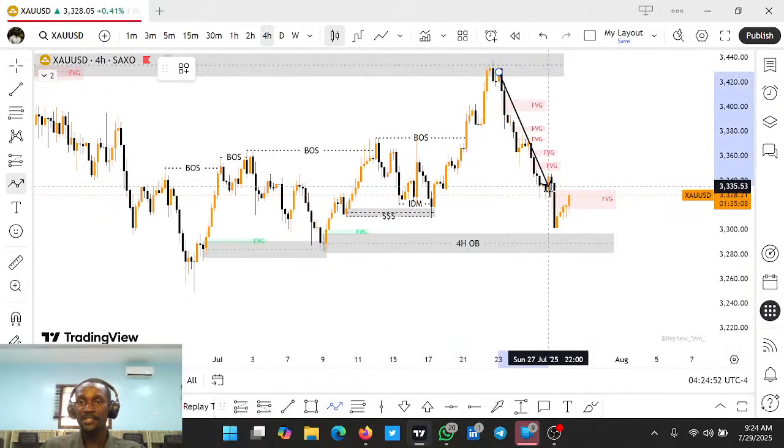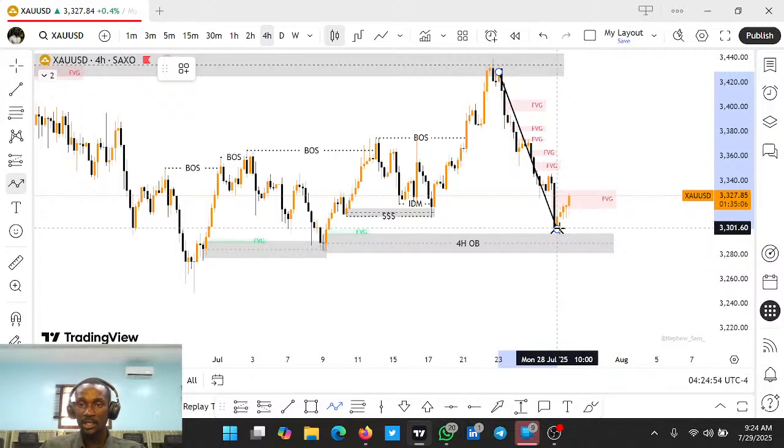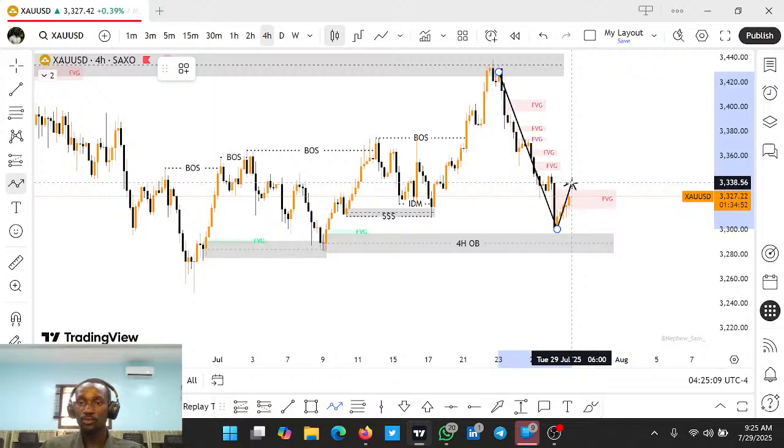Now this is what I'm looking out for on gold. I'm expecting gold to come do something like this, give us an engineered liquidity. That's what gold is doing now. Engineered liquidity. After getting to this supply zone, there is a supply zone above here. After getting to this supply zone, it bounces, then tests this level, and then gives us a reversal again.